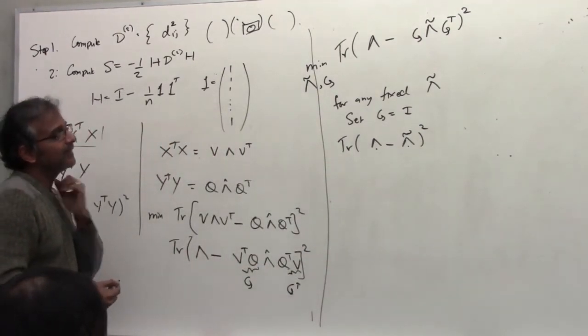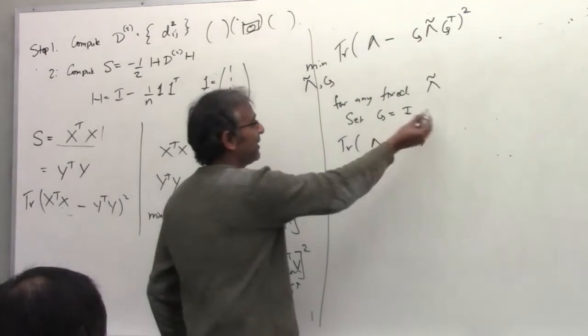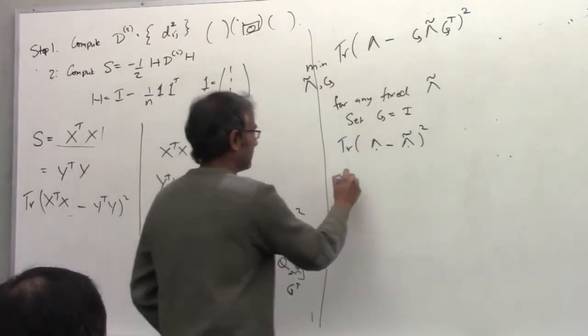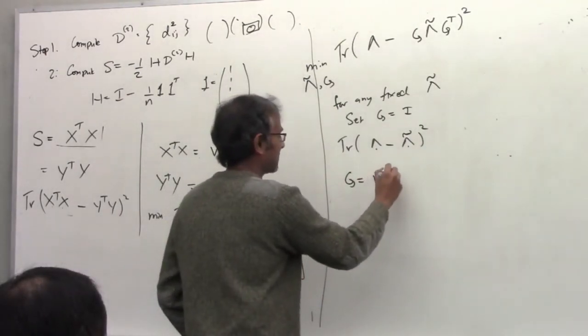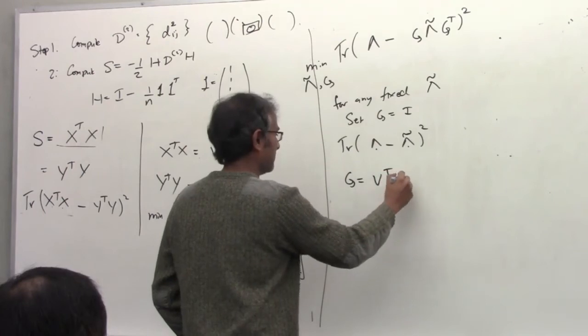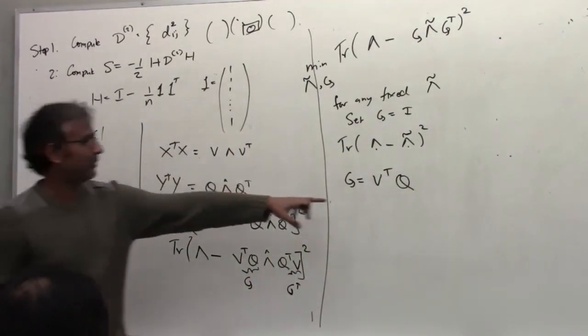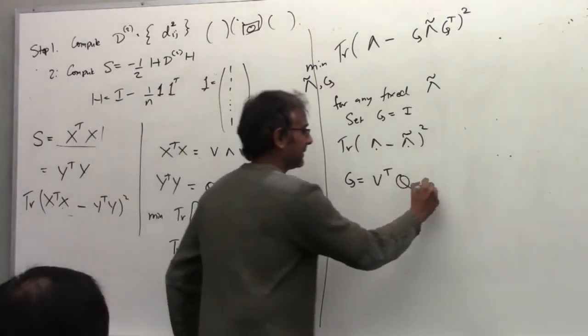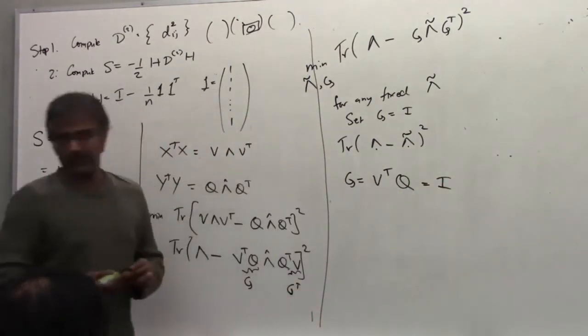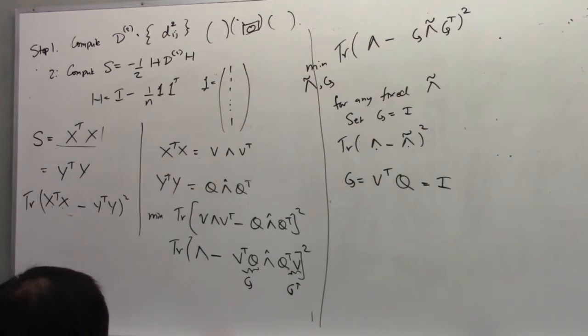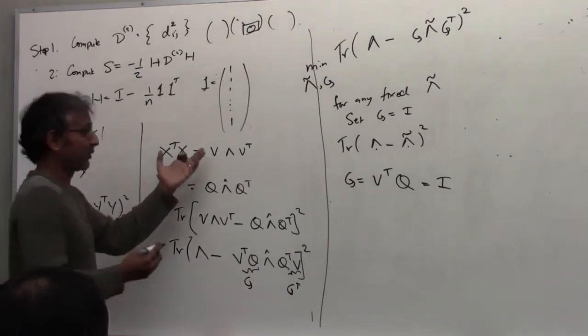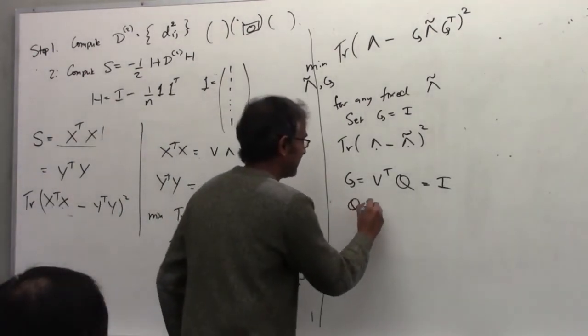Okay? And once you do that, G is equal to I, but G was equal to V transpose Q. Well, we know what V is. V is given to us. So we know what Q is. This is equal to I. So we can solve for Q. And what you get is that, since V is orthonormal, Q is equal to V.